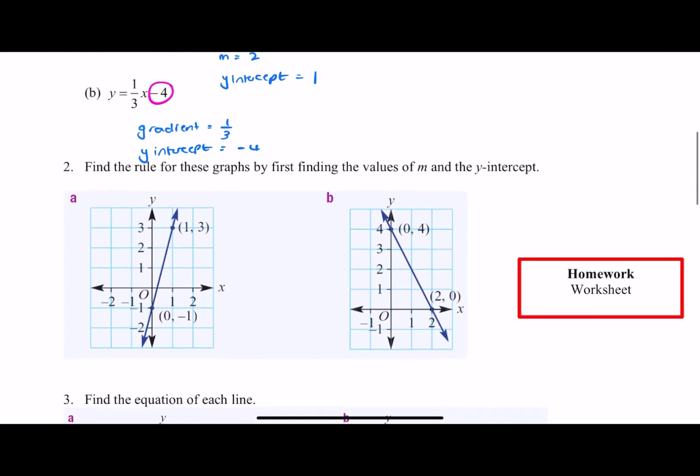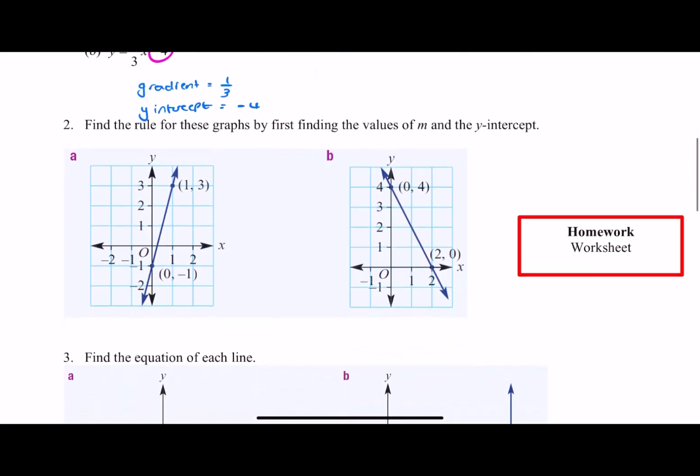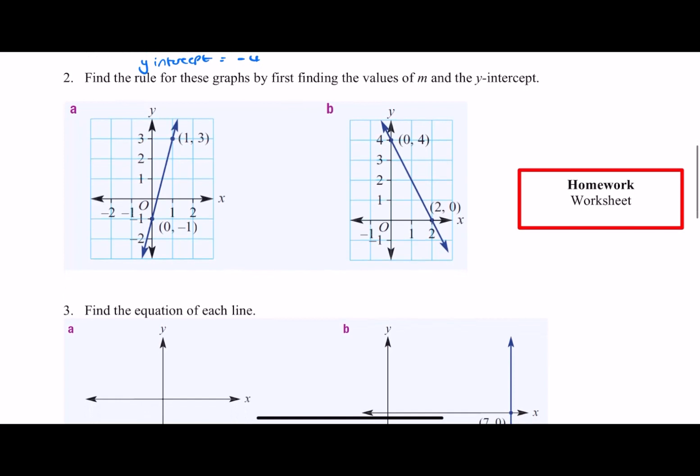Find the rule for these graphs by first finding the values of m and the y-intercept. So by first finding the gradient and the y-intercept. Well, I've got 2 points. I always draw a right angle triangle. I've risen 1, 2, 3, 4. I've run 1. It's a positive direction, so my gradient is 4 over 1, which is 4. So this is going to be the line y equals 4x, and my y-intercept is -1, so it's 4x minus 1.